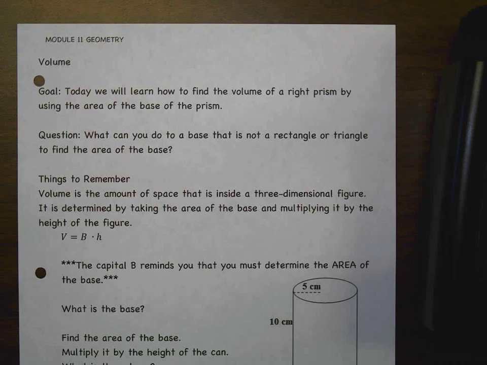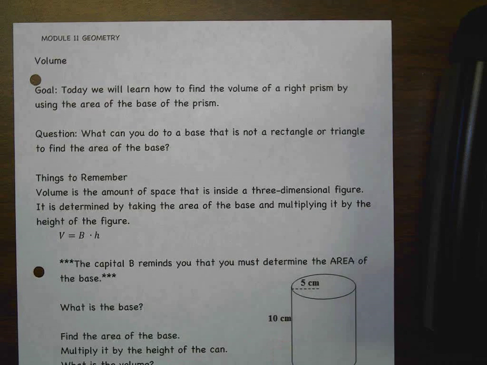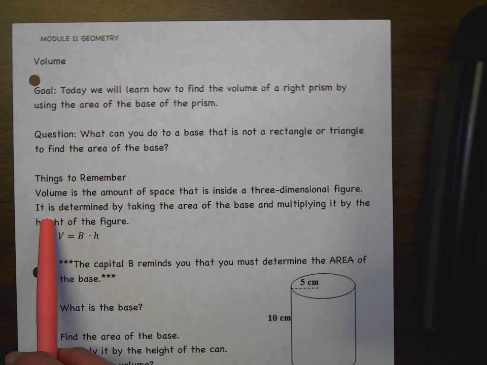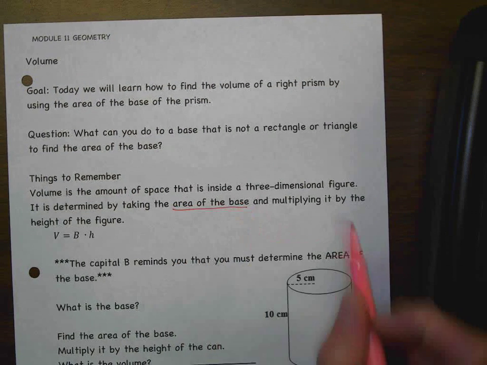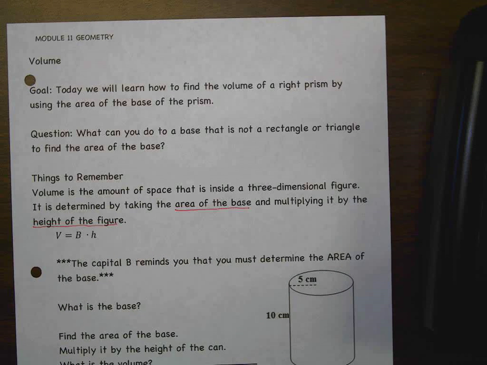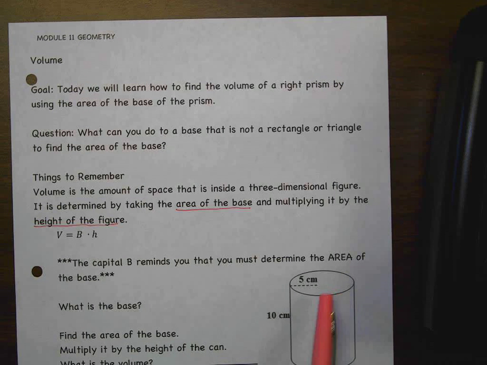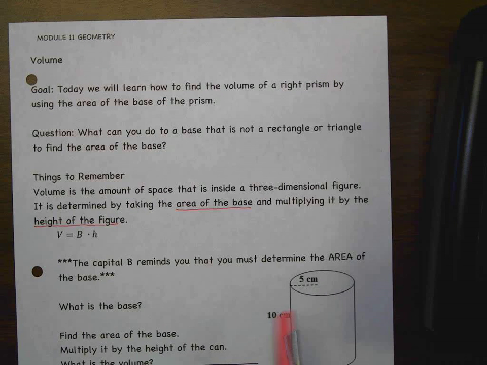There are some important things to remember when figuring out volume, and we're going to go over that. Volume is the amount of space that is inside a three-dimensional figure, just like we saw in the bird's eye view lesson. It is determined by taking the area of the base and multiplying it by the height of the figure. Just like we did a couple of lessons ago, when you're trying to find the base of something, you need to realize that the base is its area first, and then you multiply it by the height, which means how long the figure is.